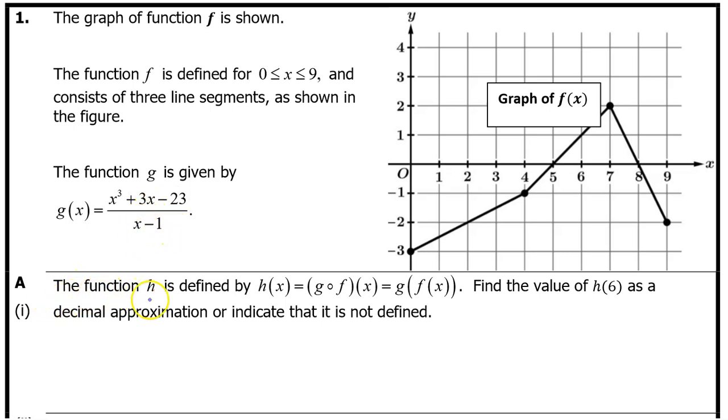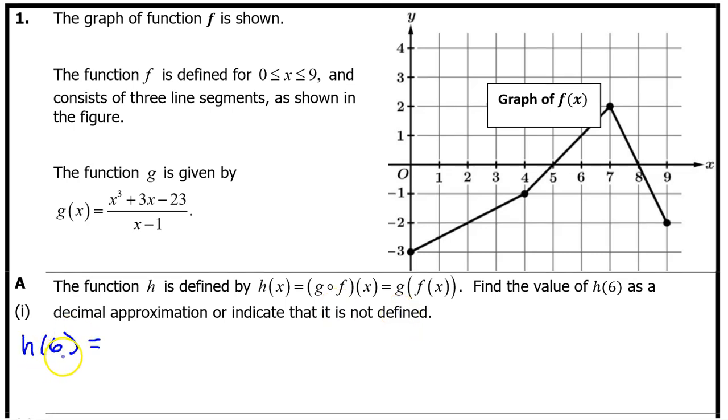Part A. The function h is defined by h of x is equal to g of f of x. Both of these notations mean exactly the same thing. Find the value of h at 6 as a decimal approximation or indicate that it is not defined. H at 6 means plug in 6 for x, so that gives us g at f at 6.